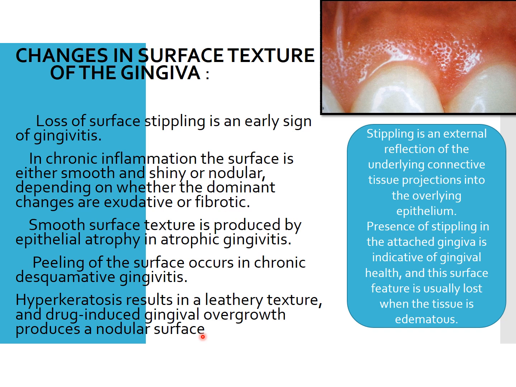So normal will be stippling, with loss of stippling in chronic inflammation. Usually you will get a smooth surface in atrophic gingivitis, peeling of the surface you can see in desquamative gingivitis, and leathery texture you can see in drug-induced gingival enlargement.